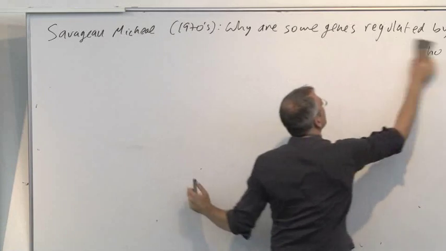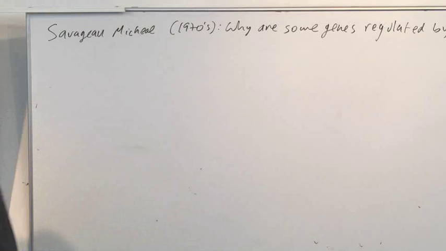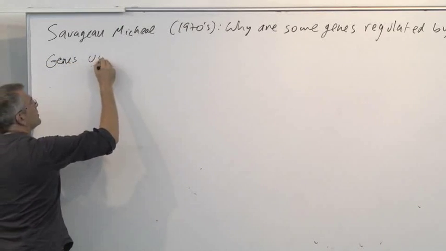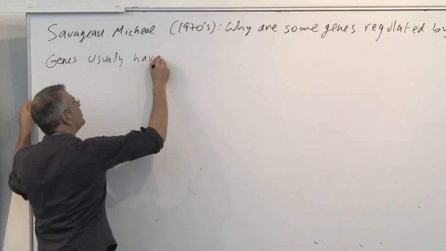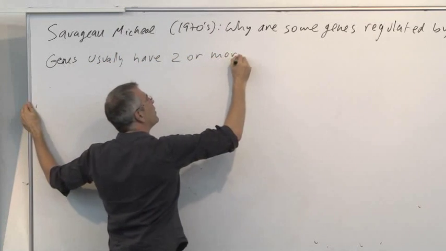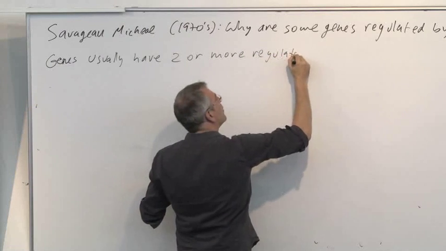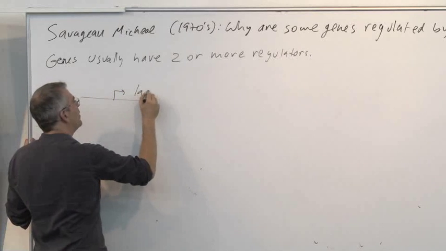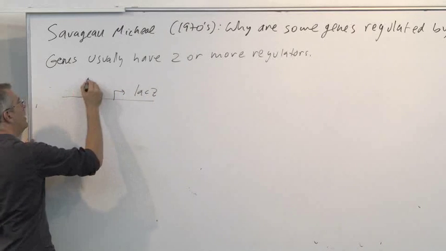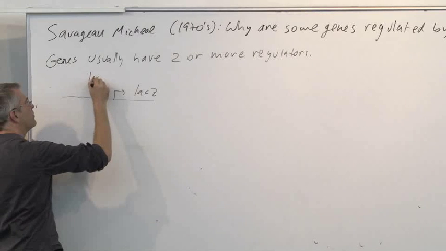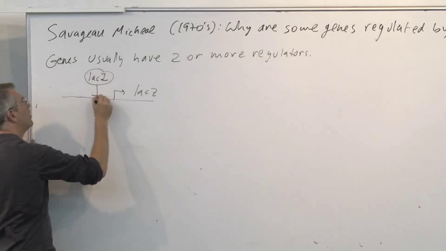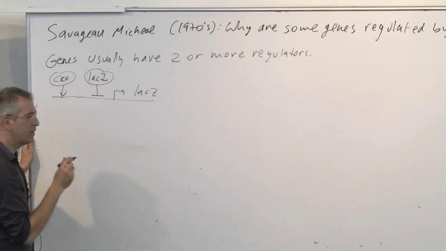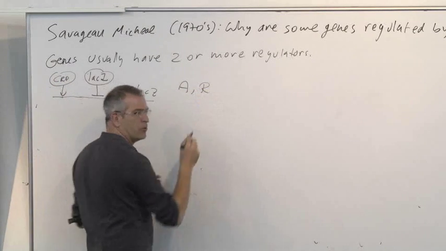Just a canonical example of genes. Actually, most genes have 2 or more regulators. For example, the lac promoter that we've been talking about all the time, this LacZ, has 2 inputs, a repressor and an activator. So this has activator and repressor modes of control.